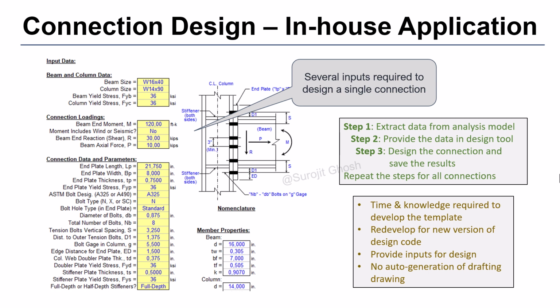For each joint or connection group, we need to perform same steps and there is a high chance of manual error. Also, these in-house applications normally provide the design results in a tabular format or as a text file. We need to manually generate the drafting drawing based on the design results. There are several other limitations.